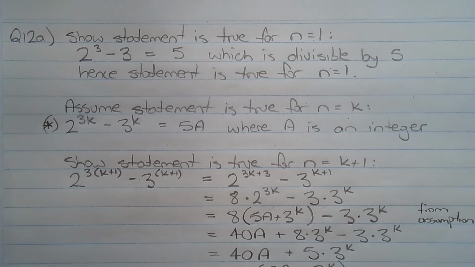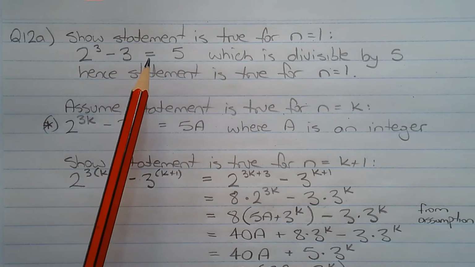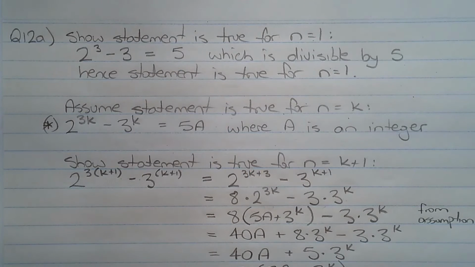The first step is to show the statement is true for some value of n. In this case, the smallest value of n that we can test is n equals 1. Substituting n equals 1 into the statement, we have 2^3 minus 3, and that equals 5, which is divisible by 5. Hence, the statement is true for n equals 1.